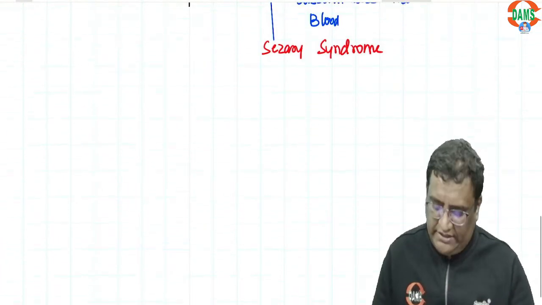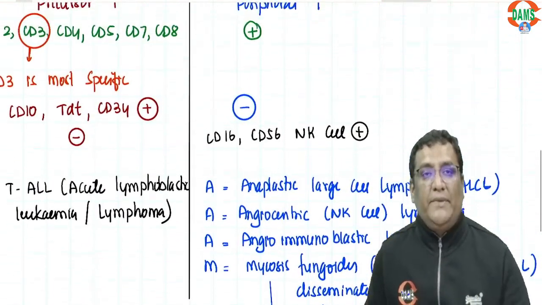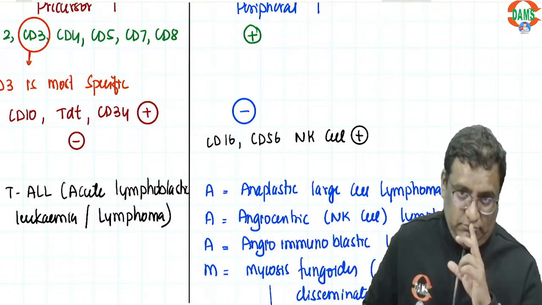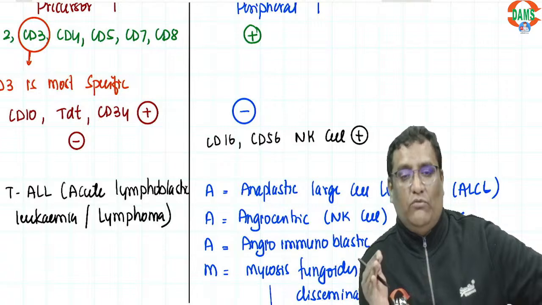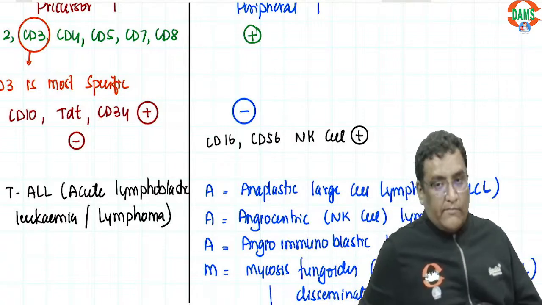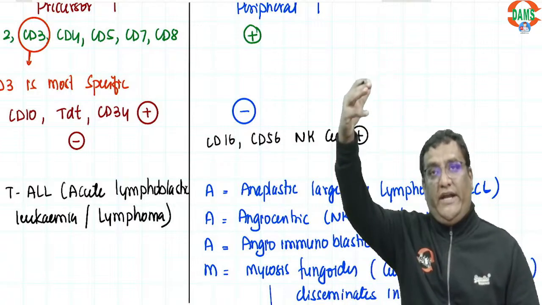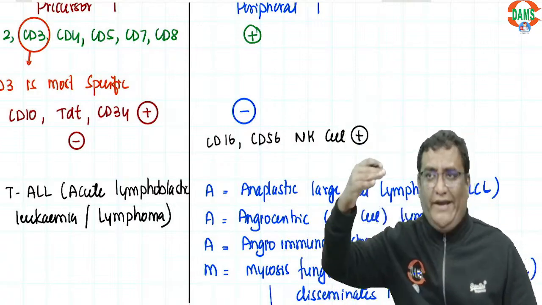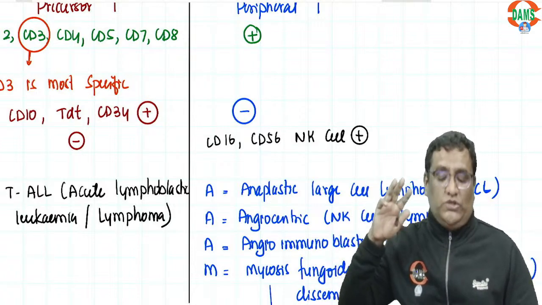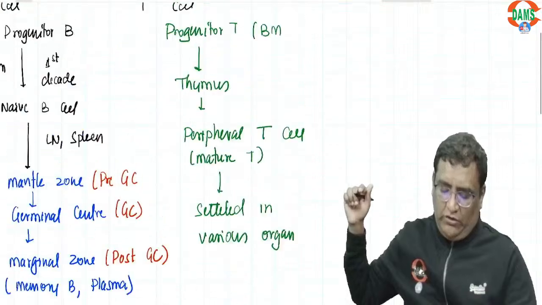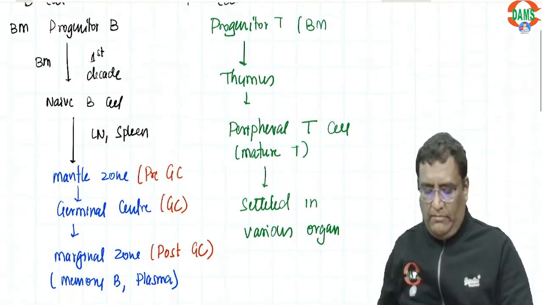Okay. So next, let me talk about the B cell markers. In B cell, it was more complex than your T cell. Why? Because we had a progenitor B or precursor B that becomes naive B, then becomes peripheral B. Peripheral B will be having 3 zones. If you remember, what are those 3 zones? Go back here. Mantle zone, then you have germinal center, and then you have a marginal zone, right?